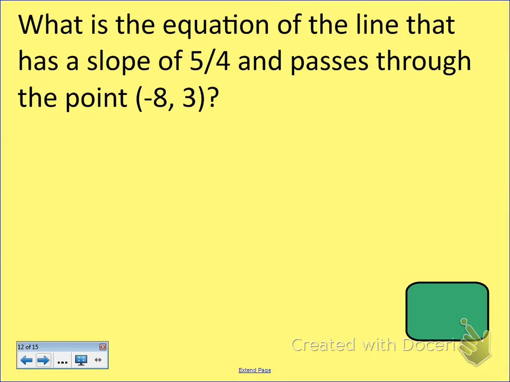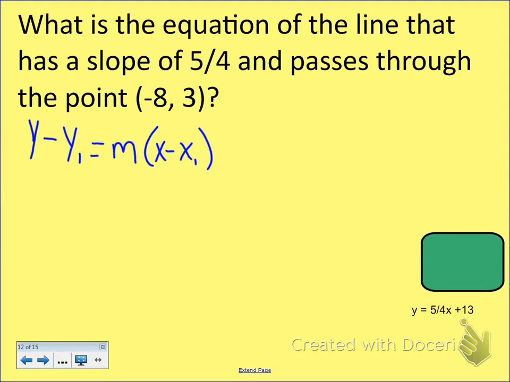Yay! Next one. What is the equation of the line that has a slope of 5/4 and passes through the point negative 8, 3? For this one, you need to use the point-slope form that became our best friend in Unit 2. So again, just as a reminder, your point-slope form is y minus y1 equals m times the quantity x minus x1. Okay, reminding you of that, hopefully you can do the problem now. So give it a try and come back to see if you match our answer of 5/4 x plus 13.